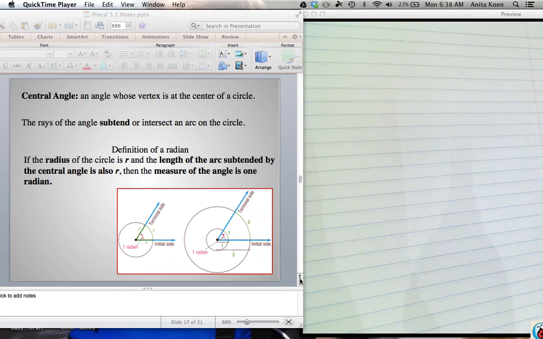Okay, this is part 2 of the video angles and their measure. And the first thing I want to do here is do just a couple of little definitions that you should remember.